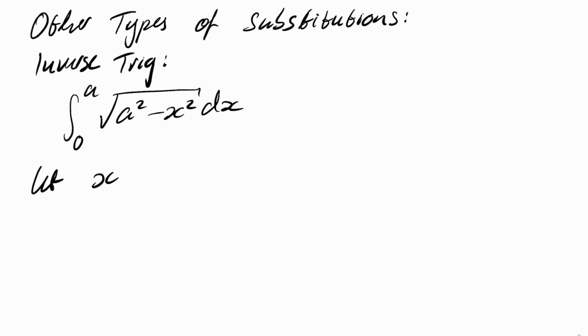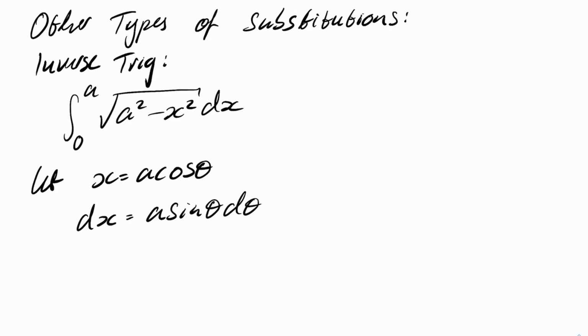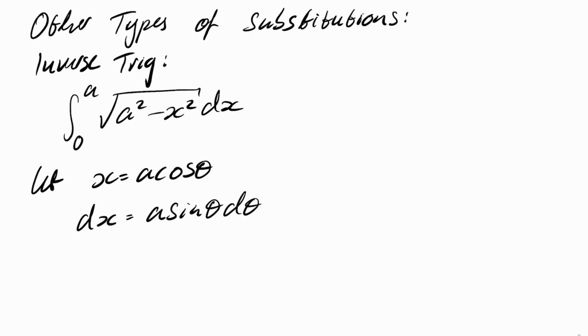If we let x equals a cos theta, then dx is minus a sine theta d theta. And notice we've framed this substitution in a different way from before. We've actually got dx in terms of d theta rather than the other way around. Now I can substitute directly for x and directly for dx in terms of theta.